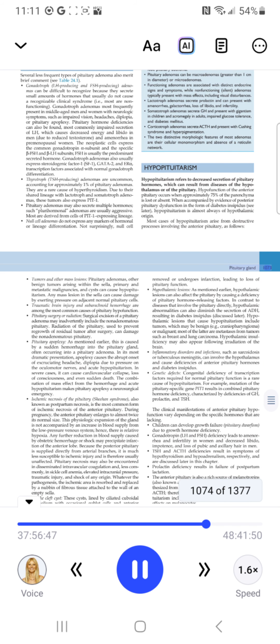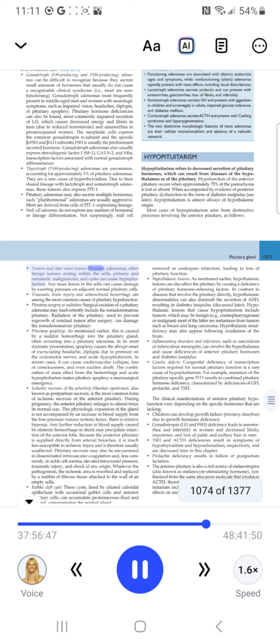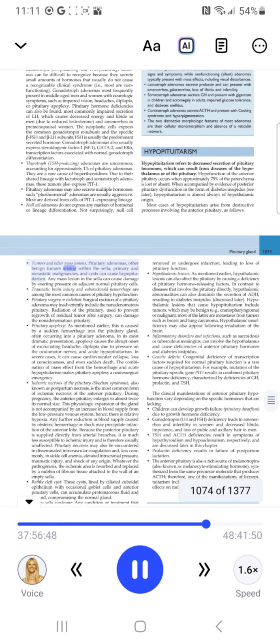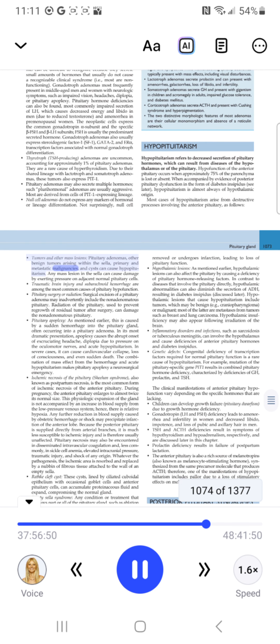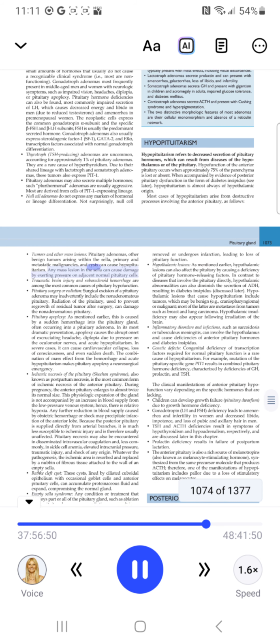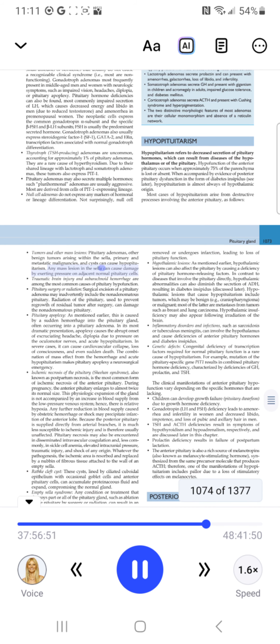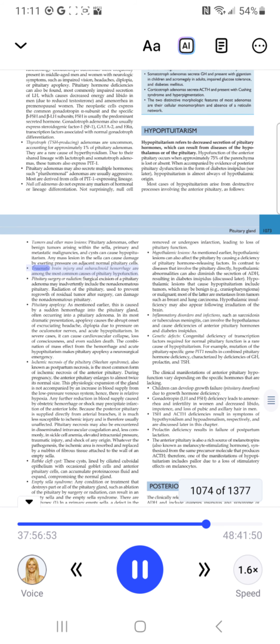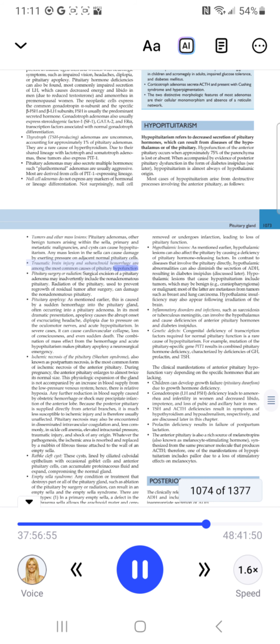Tumors and other mass lesions. Pituitary adenomas, other benign tumors arising within the sella, primary and metastatic malignancies, and cysts can cause hypopituitarism. Any mass lesion in the sella can cause damage by exerting pressure on adjacent normal pituitary cells. Traumatic brain injury and subarachnoid hemorrhage are among the most common causes of pituitary hypofunction.